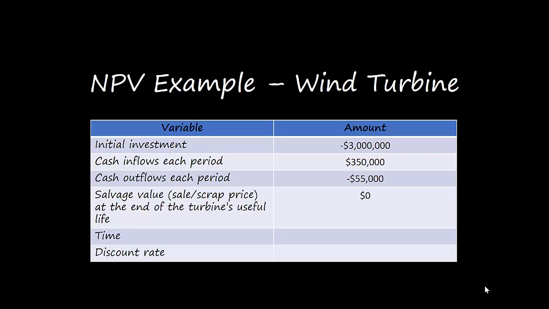Finally, we need to know how long the wind turbine is going to be in operation for our company, and we need to determine the company's discount rate. Let's assume the wind turbine will operate for 30 years, and that the company uses an 8% discount rate. Let's go back to Excel and practice this problem there.